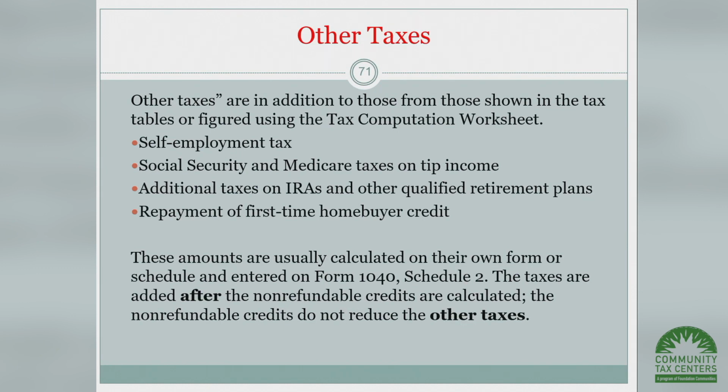So other taxes are in addition to those shown in the tables and figures from the compilation. These are your self-employment taxes, so these are our contract workers. This tax shows up after your non-refundable credits, so your non-refundable credits can't help with those taxes. This is your self-employment tax, your Social Security tax, and your Medicare taxes on tip income. And there are additional taxes on your IRAs and qualified retirement plans if you take them out early. And then you have your repayments on the first-time homebuyer's credit.